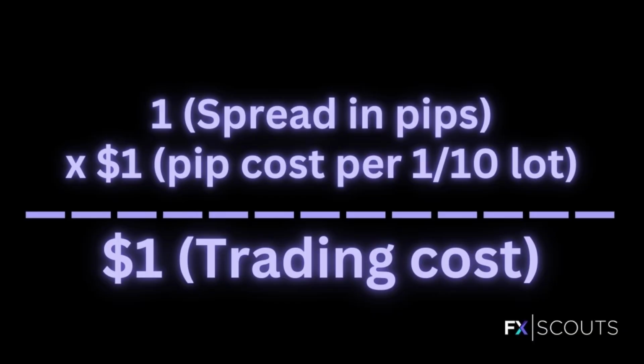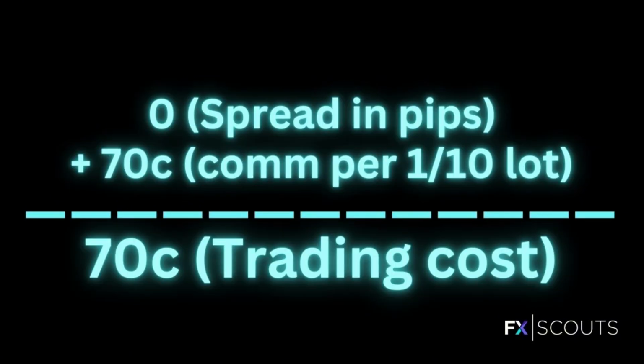Of course, your trading costs reduce with smaller trading volumes proportionately. So if you trade only 10,000 units, a tenth of a lot, then you'd only pay the broker $1 in terms of a 1 pip spread, or 70 cents in the case of a 0 pip spread and a $7 round turn commission.